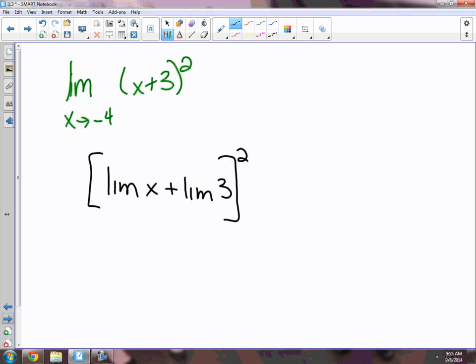All right, Cole, what should we do next? Yeah, you can do the shortcuts now. So as x approaches negative 4, what's that limit? And what about the second one? And we take that value and square it. So our limit is a 1.